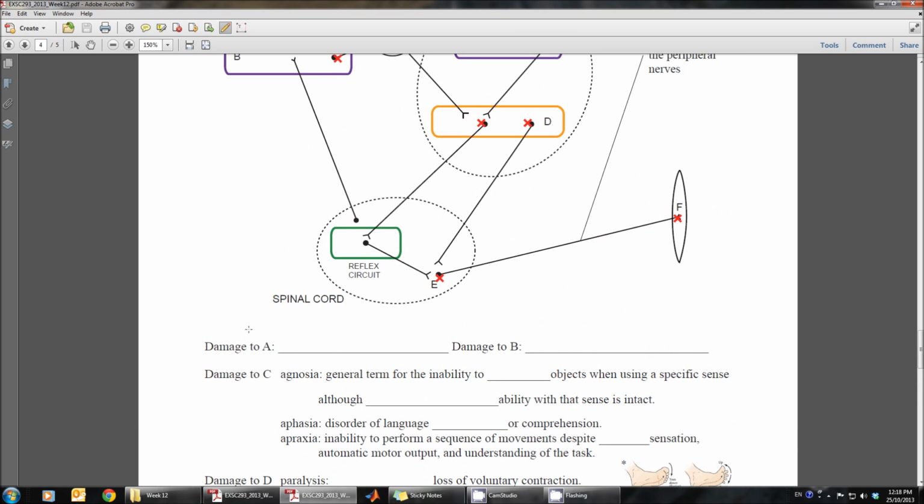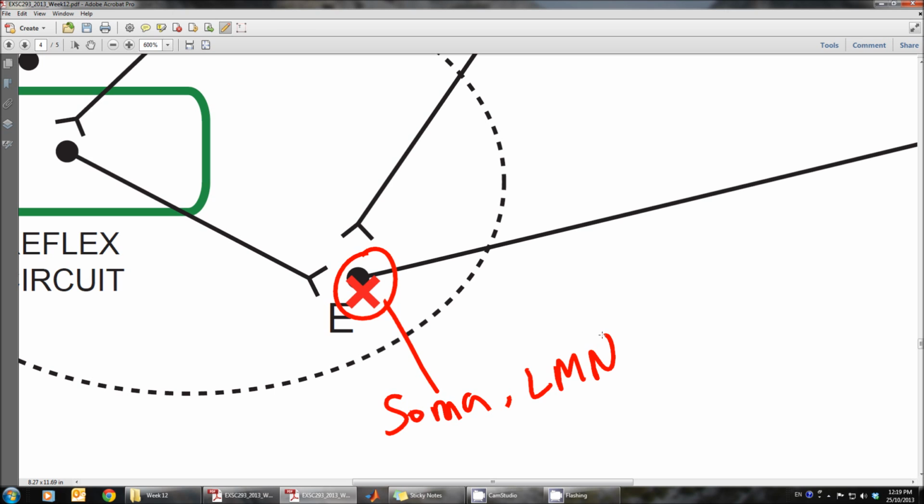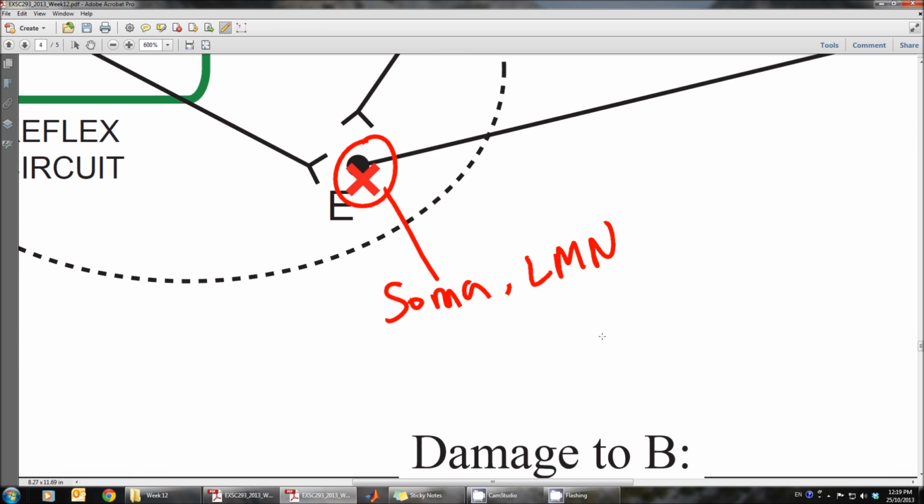So E is the lower motor neuron, specifically the soma or cell body of the lower motor neuron. If you recall the basic anatomy of the spinal cord, the soma or cell body of the lower motor neuron can be found in the ventral horn of the spinal cord. So damage to E means damage to ventral horn cells or anterior horn cells.